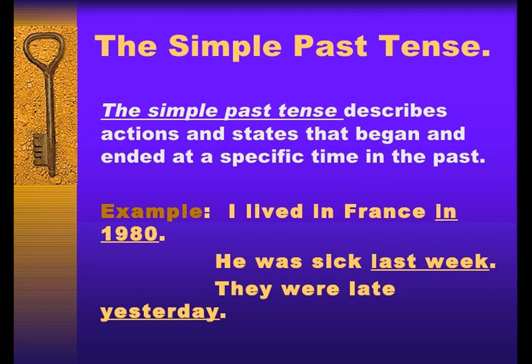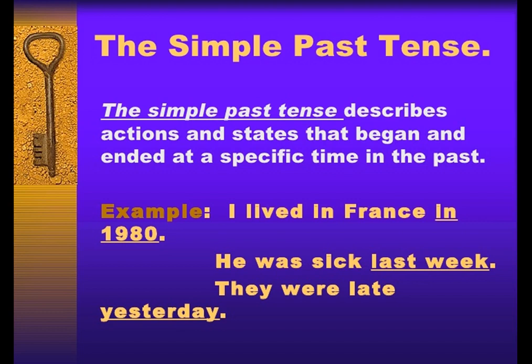That means it has happened. Here we are talking about the simple past tense, which means the action began and also ended, but at a specific time. Here is the example you can see: I lived in France in 1980. The sentence also shows that it happened at a specific time, that means in 1980. That means he lived in 1980.